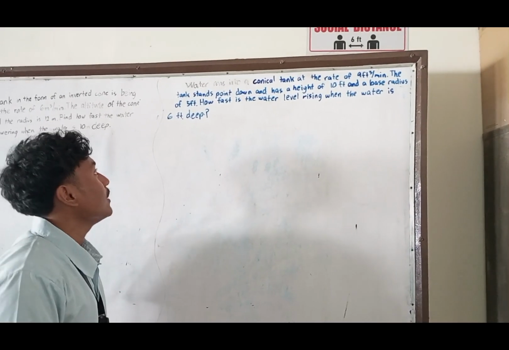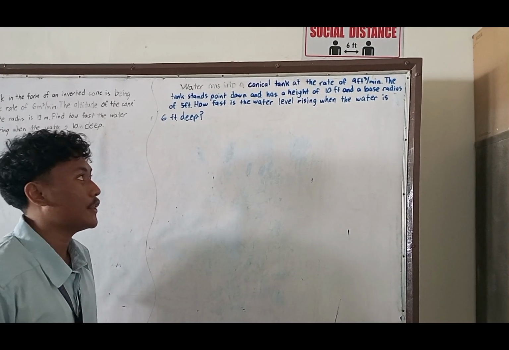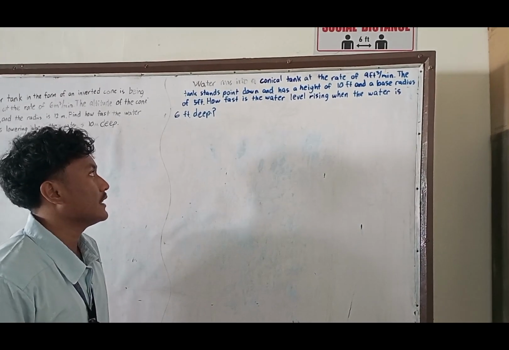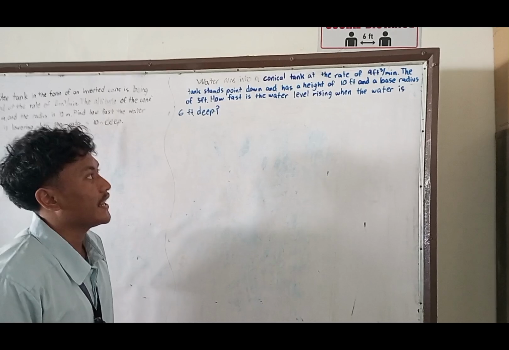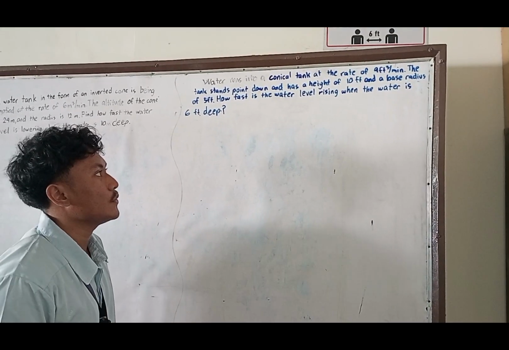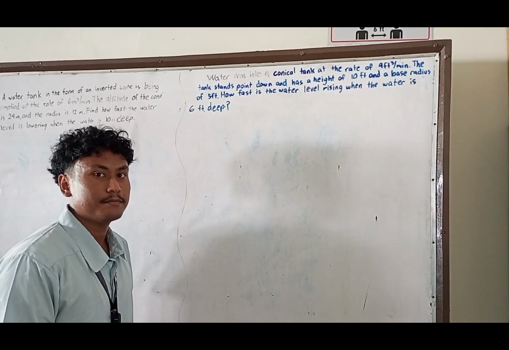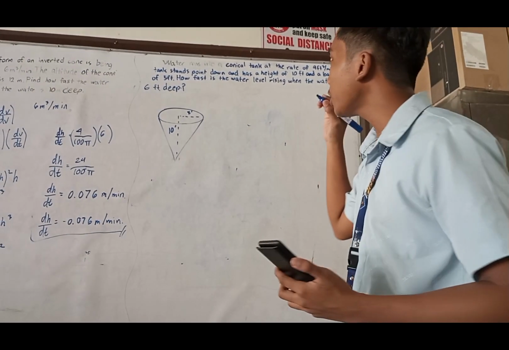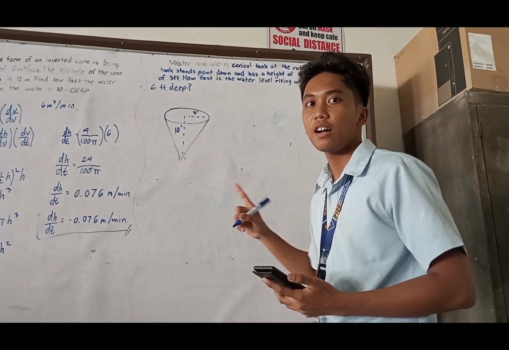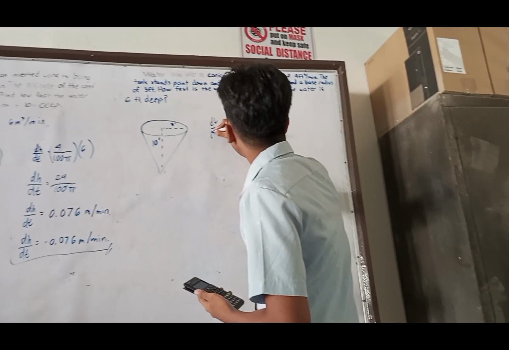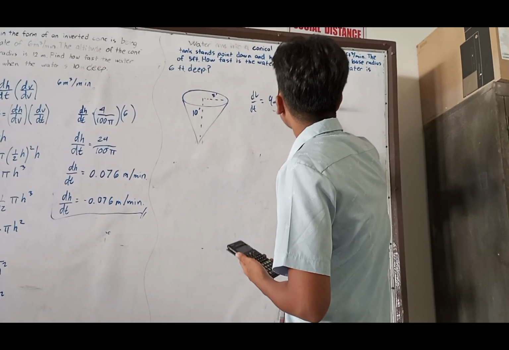Problem 2. Water runs into a conical tank at the rate of 9 feet cubed per minute. The tank stands point down and has a height of 10 feet and a base radius of 5 feet. How fast is the water level rising when the water is 6 feet deep? So first, if you're given a problem, you need to write the given, which is dV over dt equals 9.